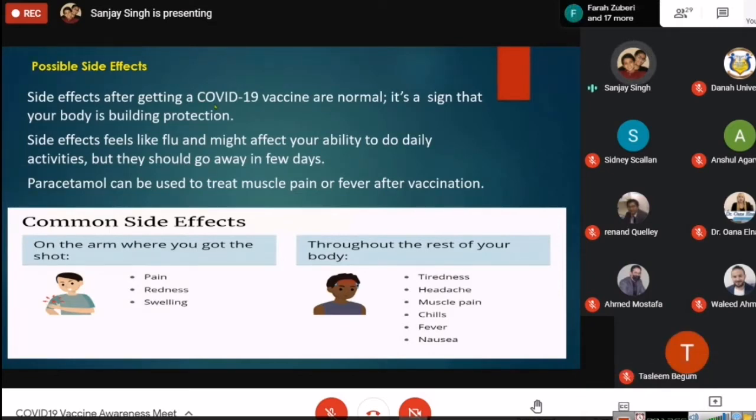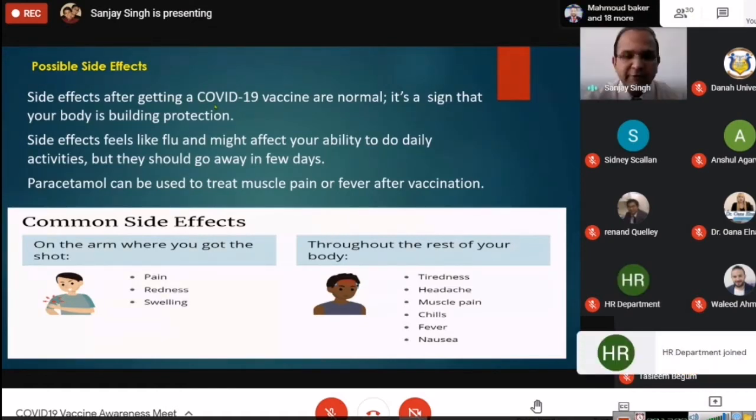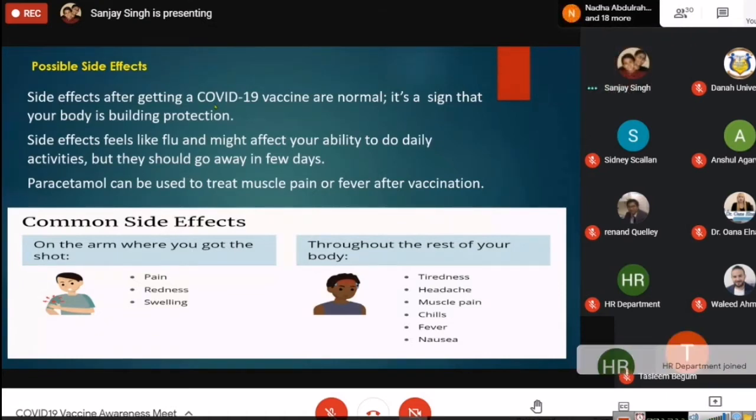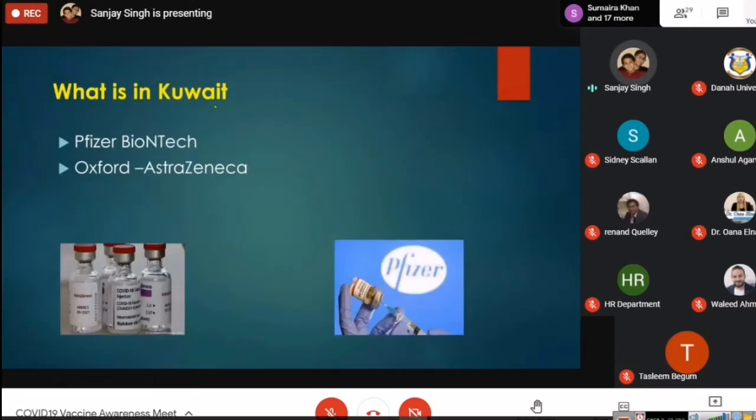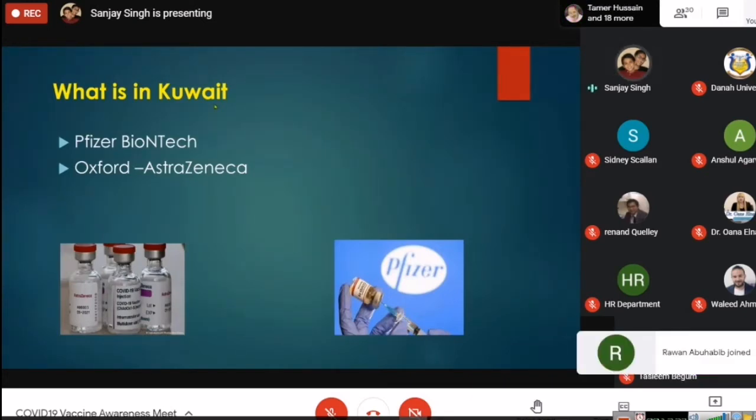Some of the side effects include pain, redness, and swelling. And other effects can be generalized, like tiredness, headache, muscle pain, chills, fever, and nausea. So you can overcome these side effects. You can apply a clean, cool wet washcloth over the area. You can exercise your arm, and you can drink plenty of fluids and rest lightly to reduce the discomfort. There are two types of vaccine given in Kuwait: the Pfizer BioNTech and the Oxford AstraZeneca.